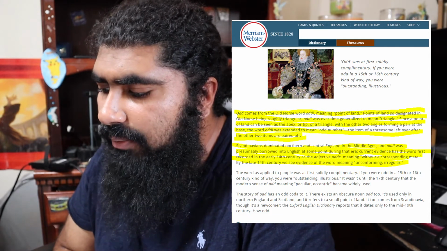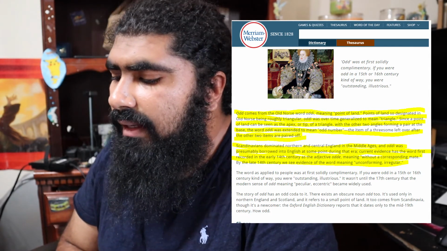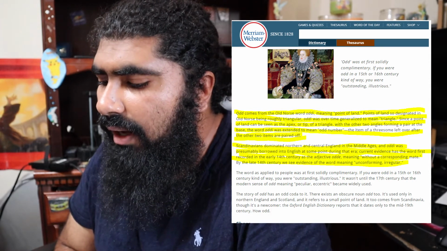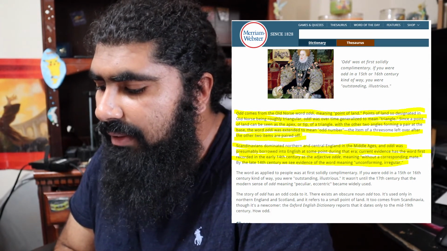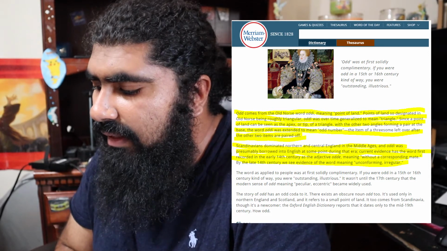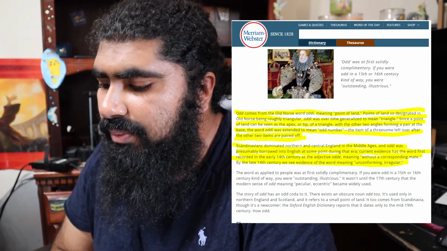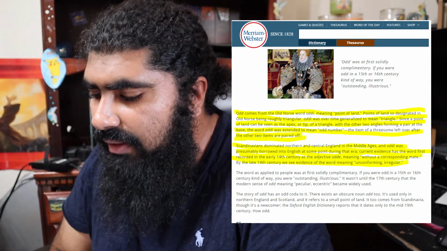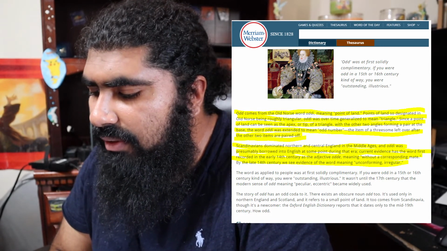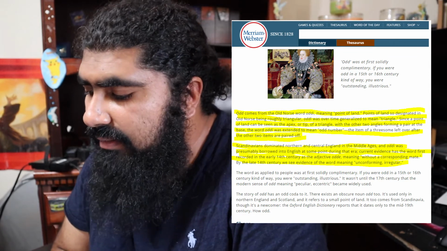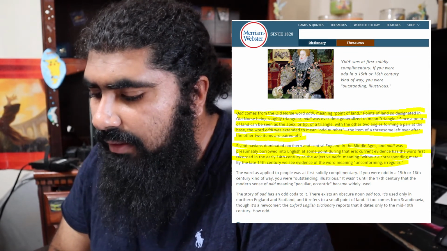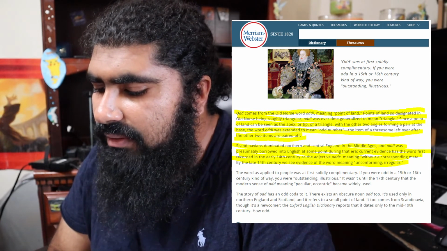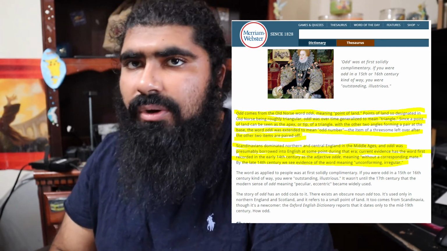The word oddi was extended to mean odd number, the item of a threesome left over after the other two had paired off. Scandinavians dominated northern and central England in the Middle Ages, and oddi was presumably borrowed into English at some point during that era. Current evidence has the word first recorded in the early 14th century as the adjective odd, meaning without corresponding mate, and by the late 14th century we see evidence of the word meaning unconforming or irregular.